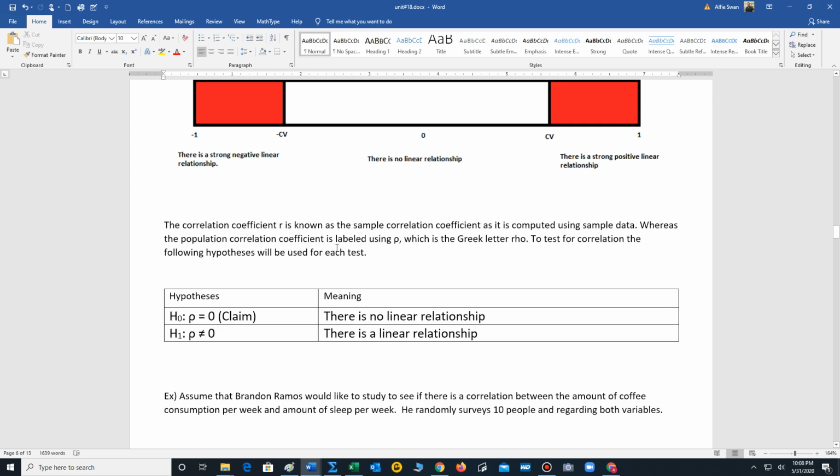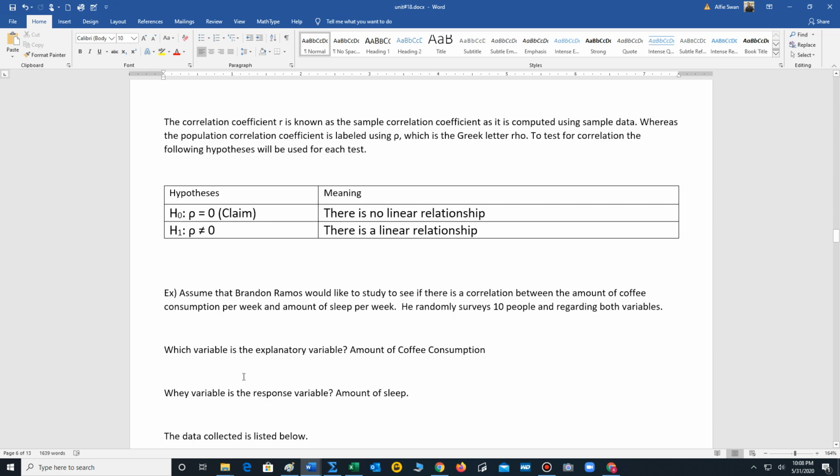Now we can go ahead and set up a claim to test for correlation. To do this, we have to use not the sample correlation coefficient r, but the population correlation coefficient, which is denoted with the Greek letter rho. So for H0, we have rho is 0, that's the claim. That just means there's no linear relationship. For H sub 1, we have rho is not equal to 0. That means that there is a linear relationship. So whenever we set up a claim, we're going to use this notation here. So let's look at an example.